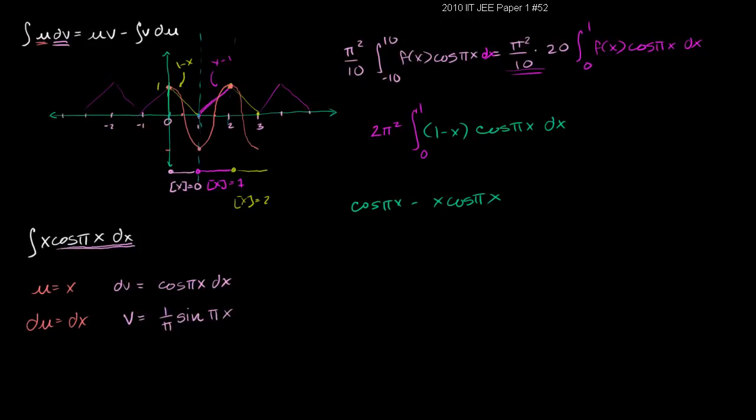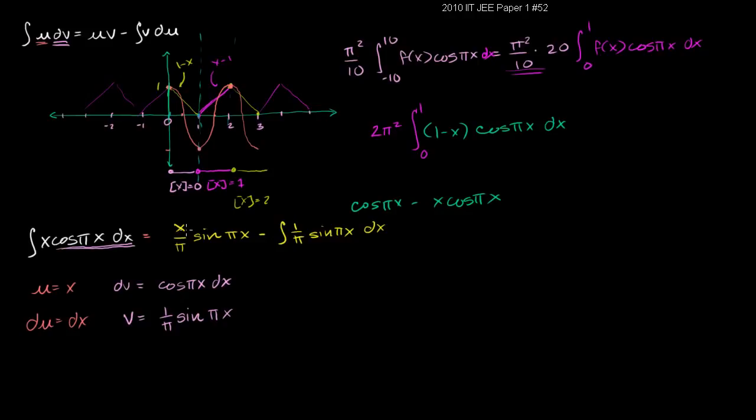So this is going to be equal to u times v. So it's equal to x, this x, times this. So x over pi sine of pi x minus the integral of v, which is 1 over pi sine of pi x, du. du is just dx. And this is pretty straightforward. The antiderivative of sine of pi x is negative 1 over pi cosine of pi x. And you could take the derivative if you don't believe me. You could do u substitution, but hopefully you can start to do these in your head, especially if you're going to take the IIT joint entrance exam.